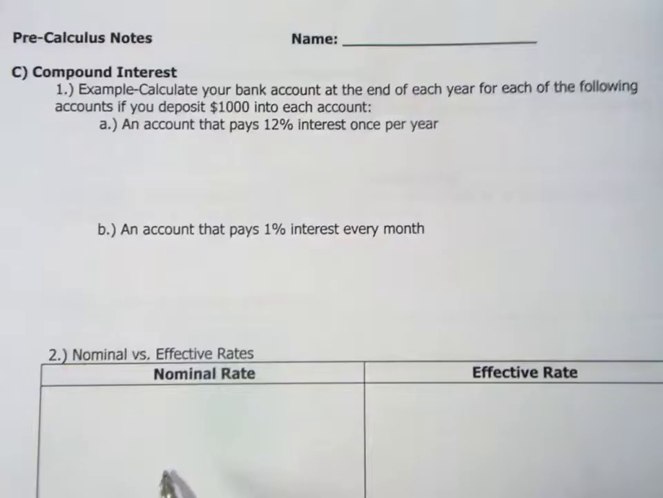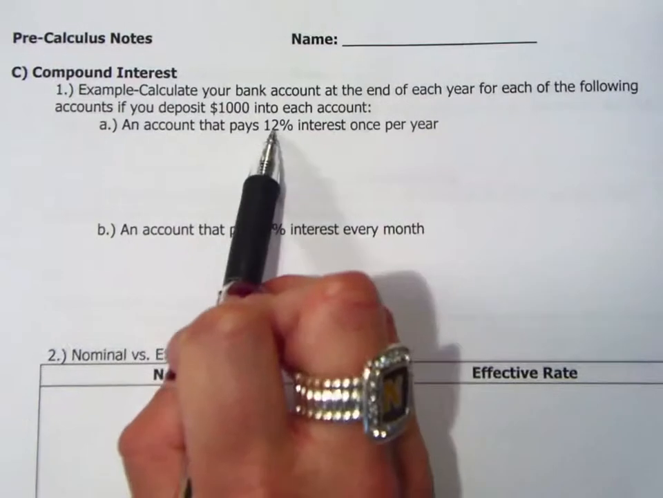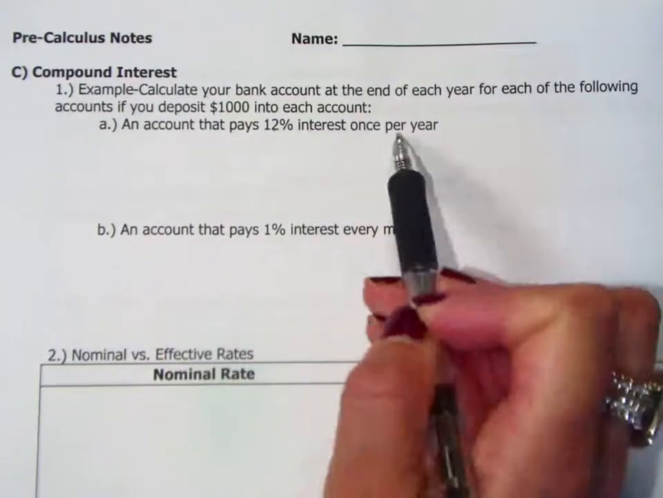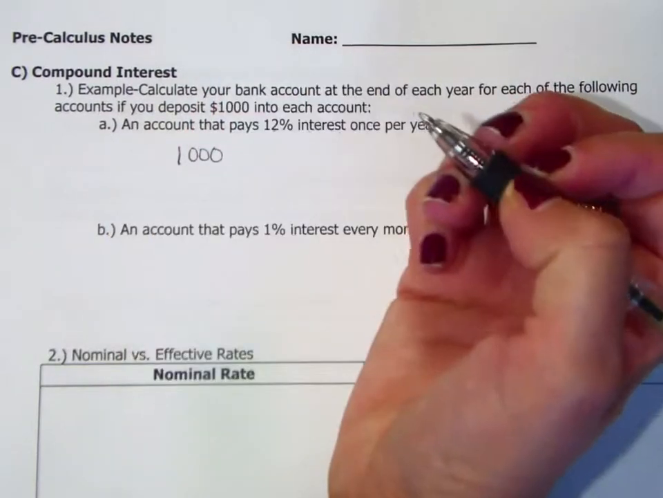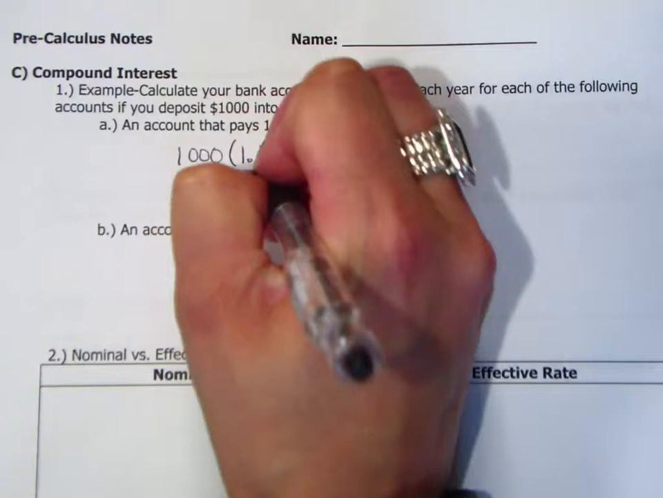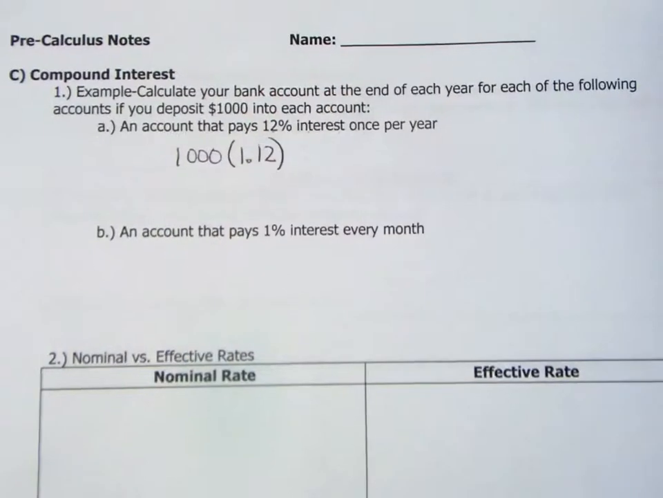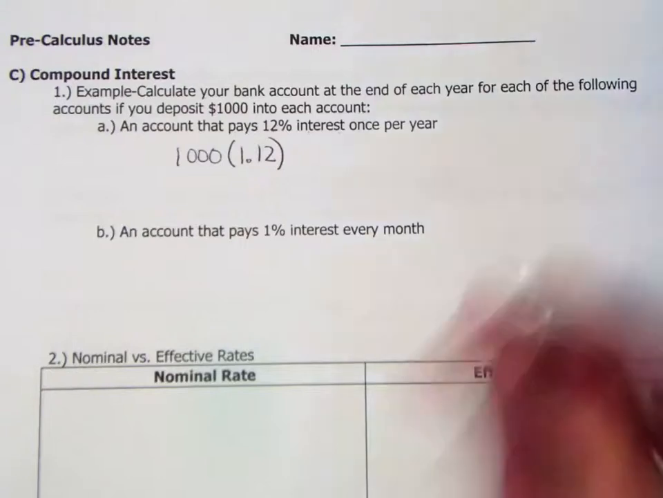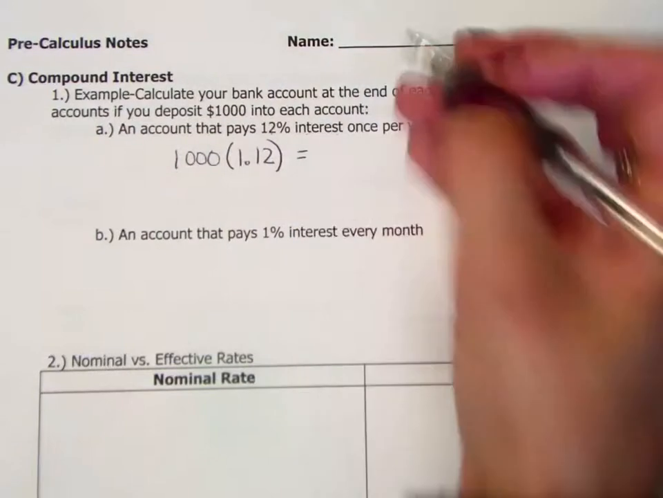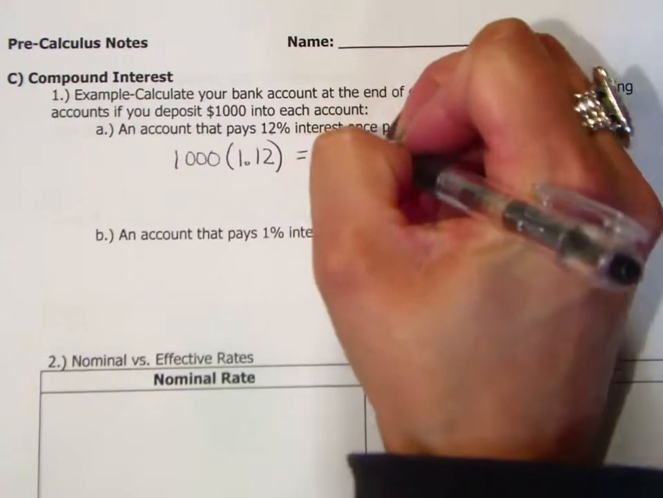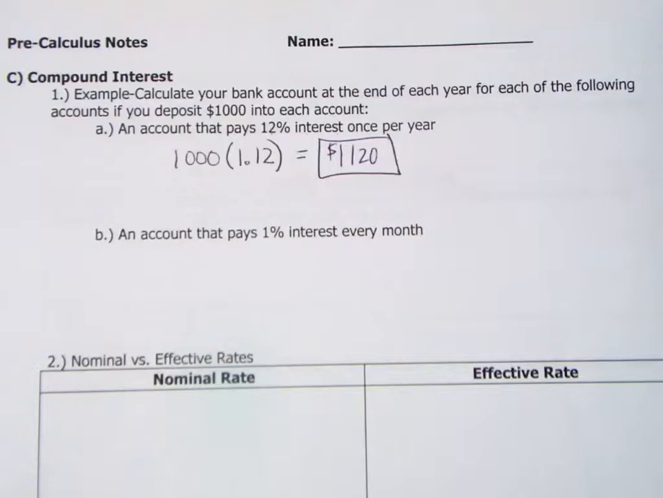We deposit $1,000 into an account that pays 12% interest just once per year. So this is taking our initial balance times 1 plus our interest rate. Okay, so go back to day 1. If you calculate that out, we get that our balance is $1,120.